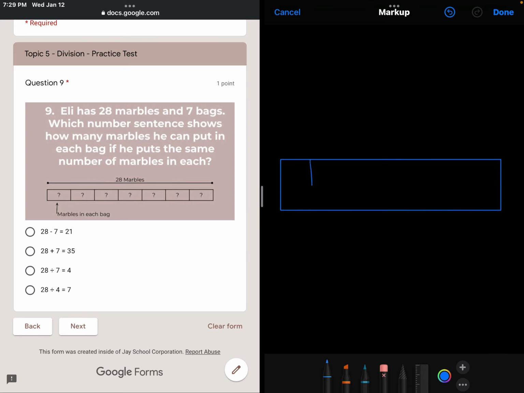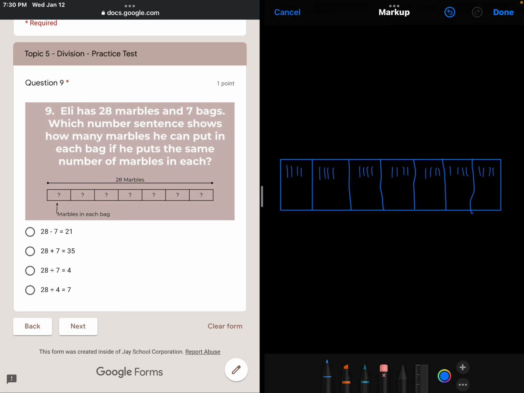So I have 1, 2, 3, 4, 5, 6, 7. Okay, and I have 28 marbles, so I'm going to go ahead and split those marbles up between the bags. 1, 2, 3, up to 28. So I split my 28 marbles up. I see that I can put 4 marbles in each bag, and there's 7 bags.